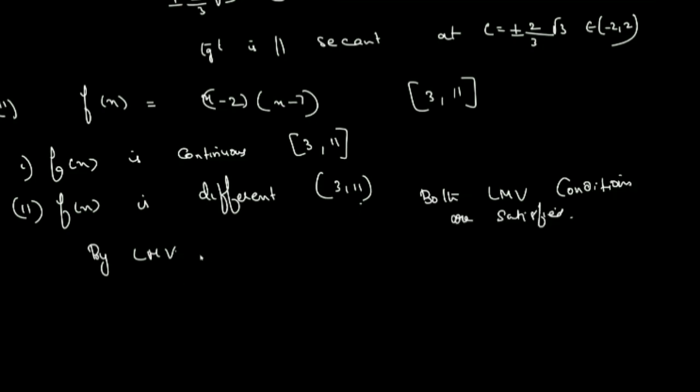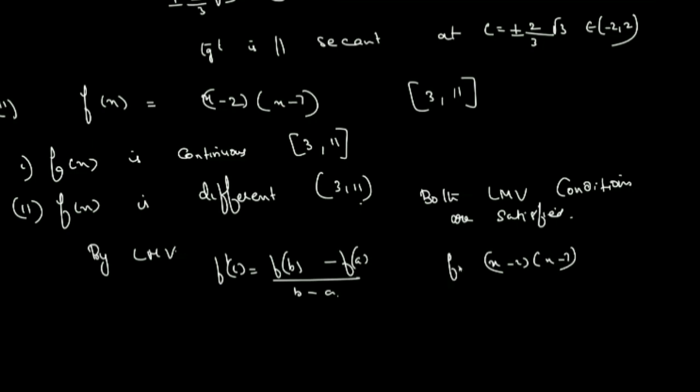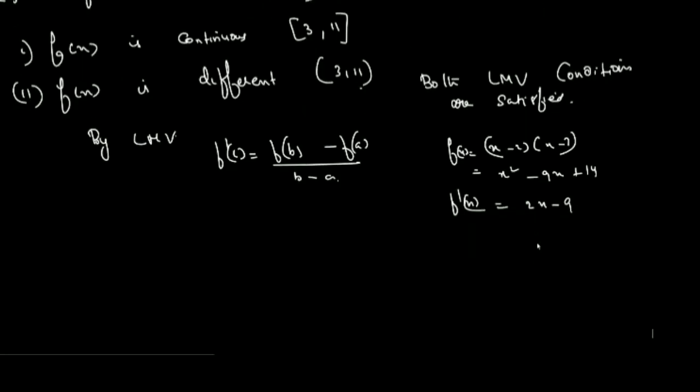So by the Lagrange's mean value theorem, f dash of c is equal to f of b minus f of a by b minus a. Differentiate the function f of x equals x minus 2 into x minus 7. You can multiply and differentiate: x square minus 9x plus 14. So f dash of x will be 2x minus 9. So f dash of c is 2c minus 9.